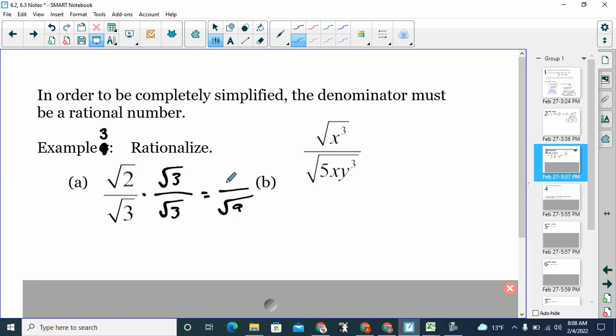If I multiply the bottom by root 3, I have to multiply the top by root 3 as well. Root 2 times root 3 is root 6. Root 6 does not reduce. Leave it alone. Root 9 is 3. Notice I no longer have a root on the bottom.